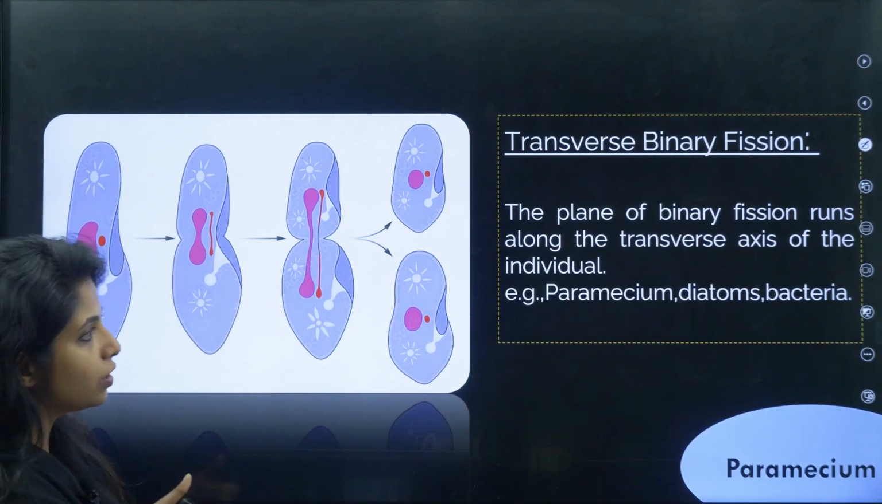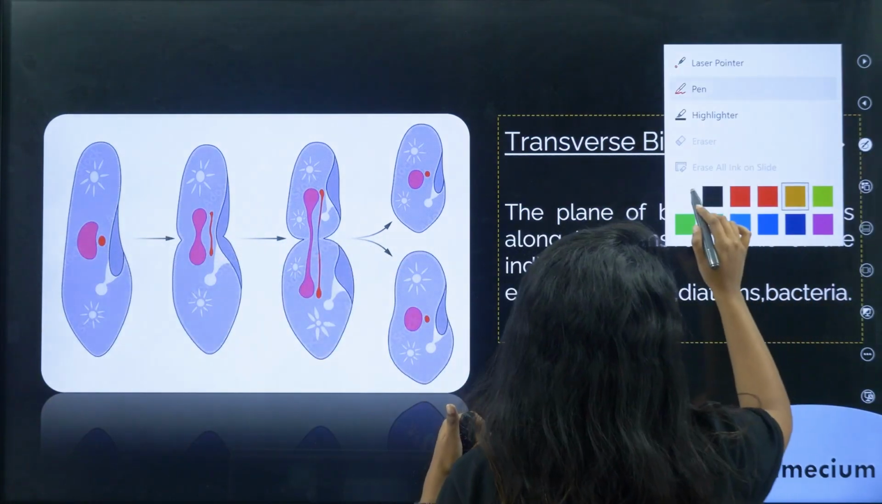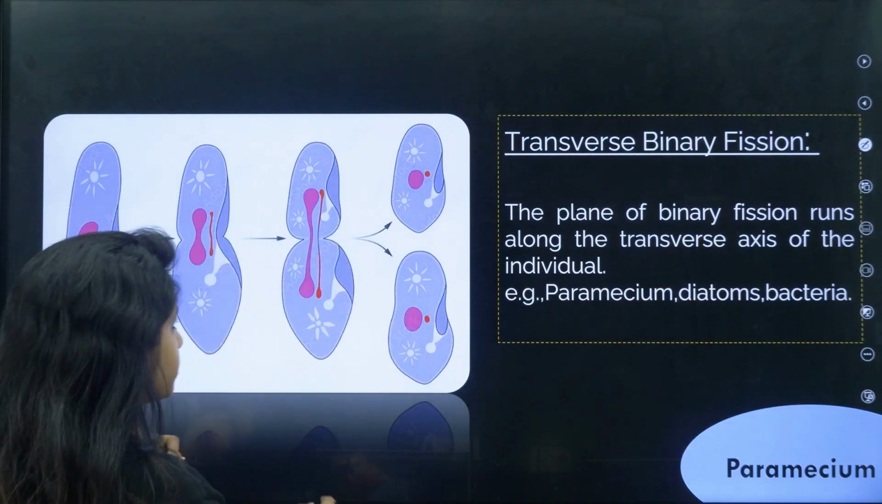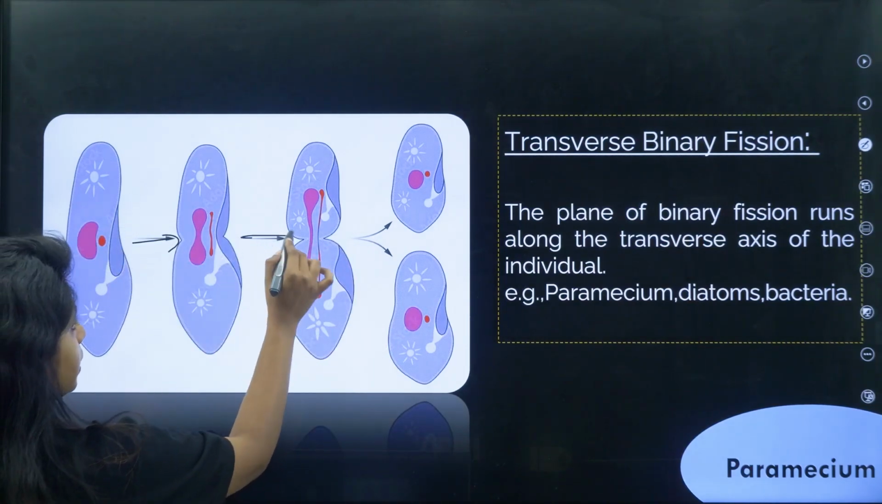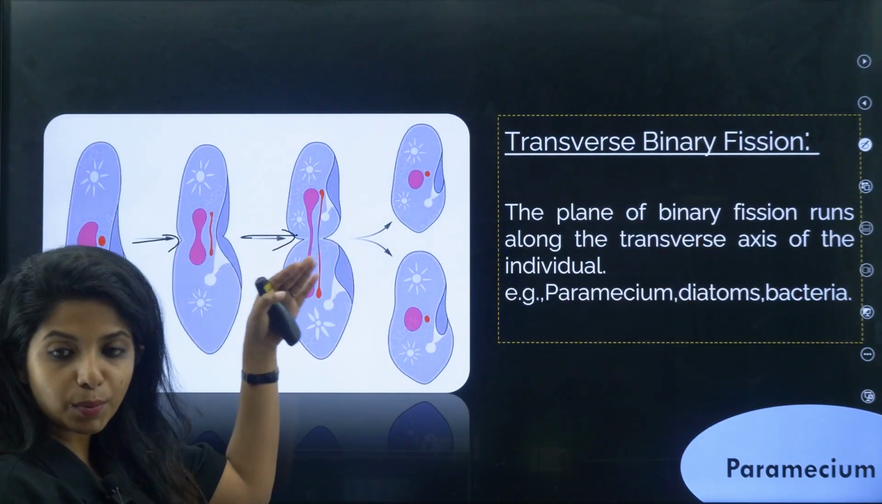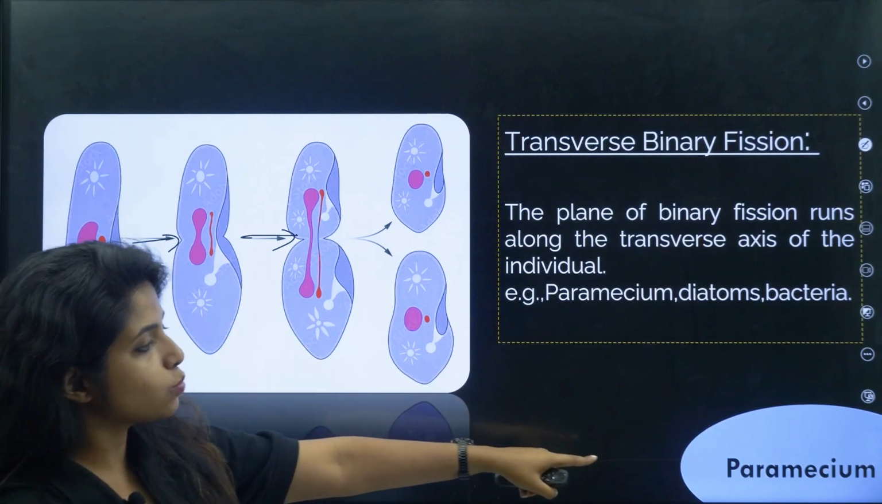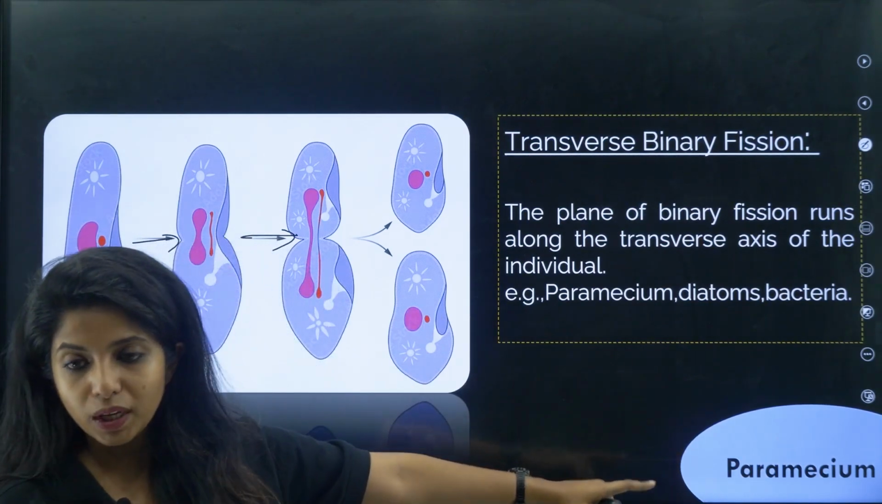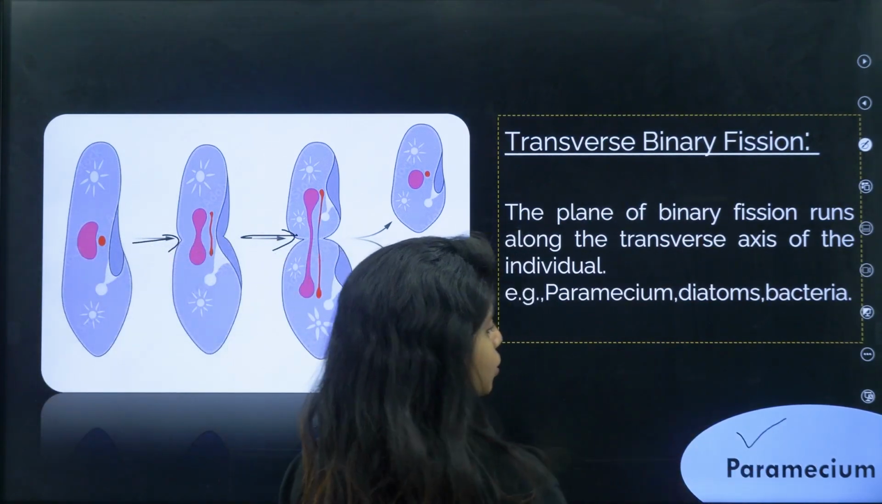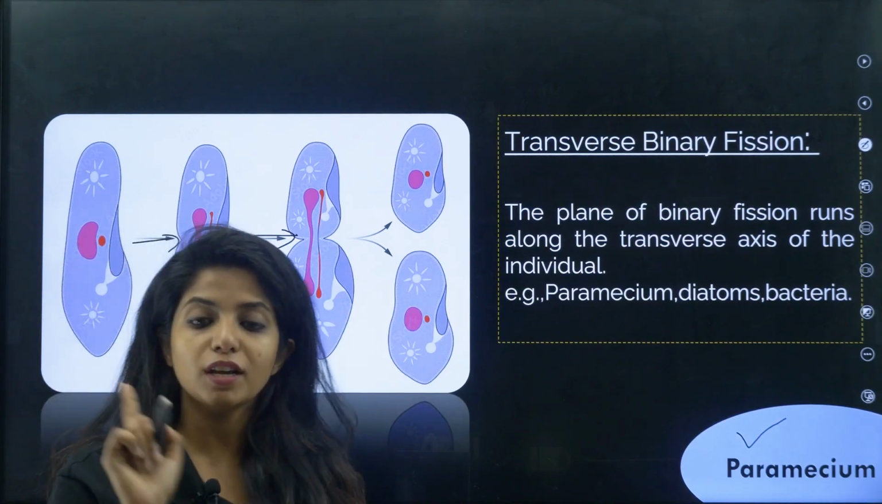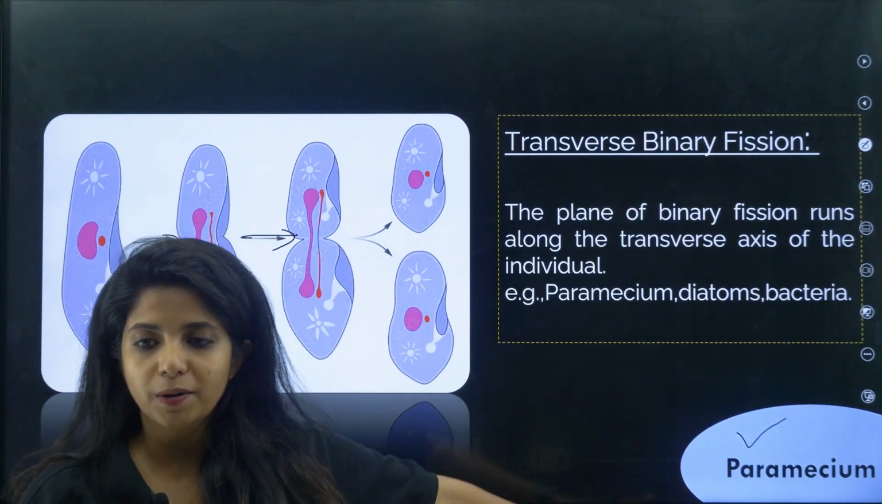Now over here transverse fission is happening. So what do you mean by transverse fission? Basically they are just going to get cut like this from the middle, and the example is what? Paramecium. Will you be able to remember it? They show transverse fission. So binary fission is shown by amoeba, leishmania, paramecium.